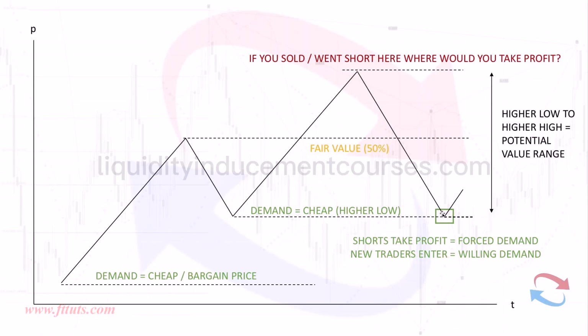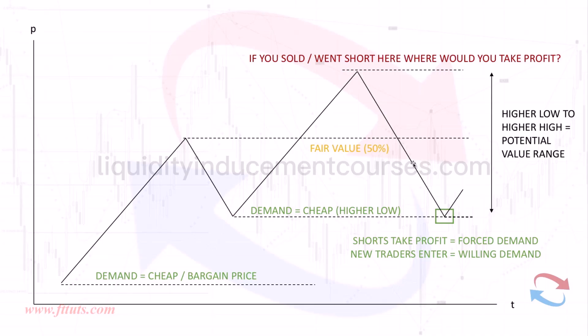But getting back to the orders, if again you went short here and you continued holding the trade, then you would definitely be looking to take profit around here. And again, we have forced demand from take profit from everyone who went short here. You also have new traders entering at this level as well, which is willing demand. And also you have supply and demand traders like ourselves who understand that this area here and the source of this original move is potentially a cheap and a bargain area. So you have a lot of forced and willing demand.